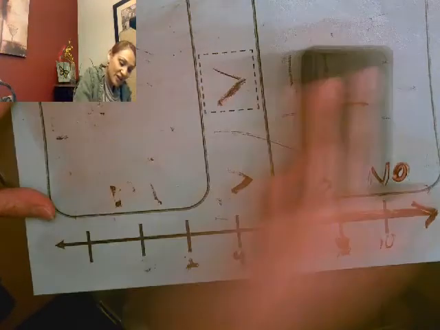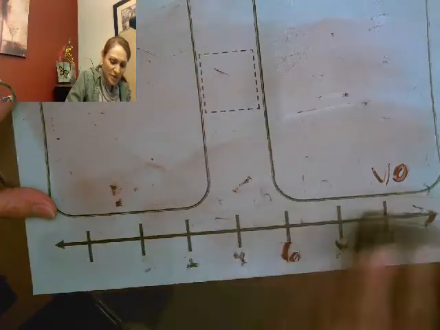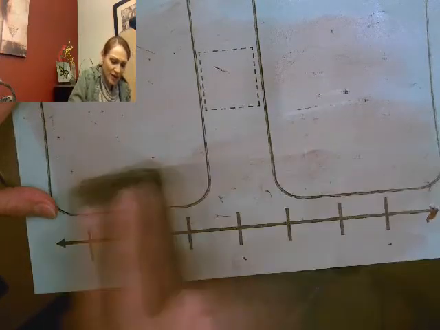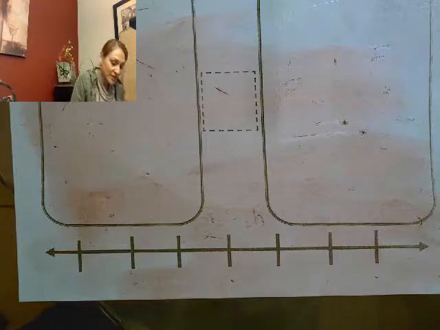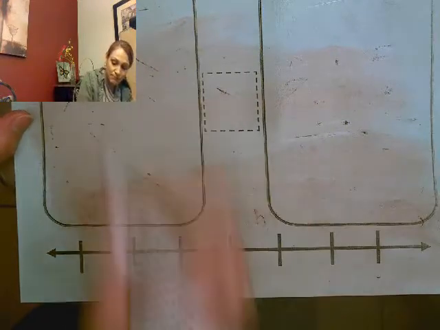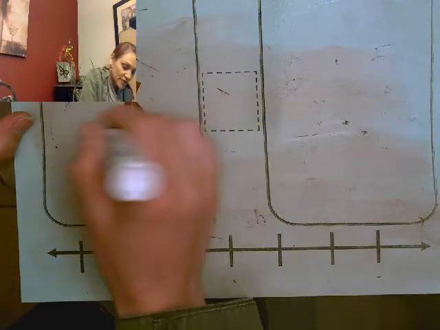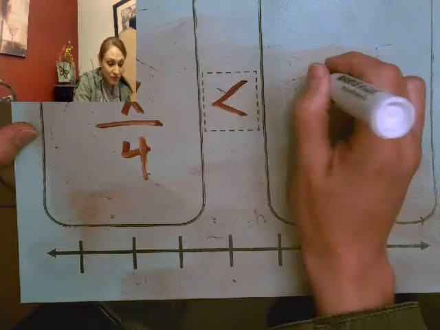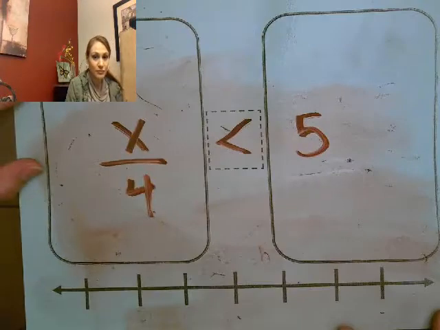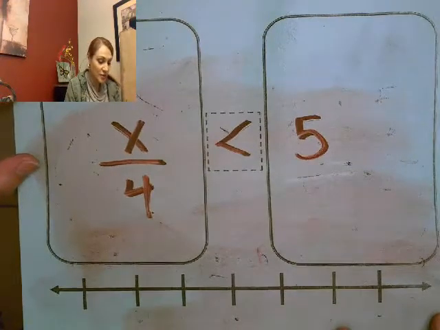So now let's take a look at one. If we're dividing, how do we do that with a fraction? Because I saw a lot of you guys struggling with that one. So let's say I have x divided by 4 is less than 5. All right, there we go. X divided by 4.